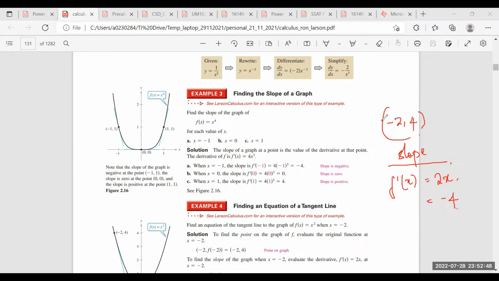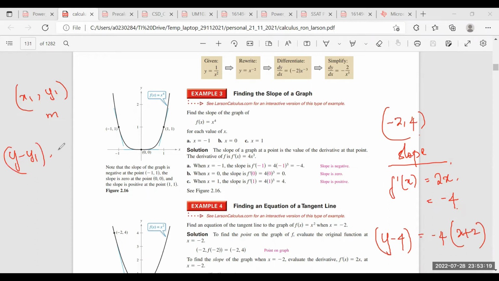So now you have the slope, you have a point. Can you frame the equation? Yeah, I forgot the equation. That's your general form: when you have a point x1 comma y1 and you have the slope m, your point slope form is going to look like this: y minus y1 equals m times x minus x1. Okay, so I will leave it here.